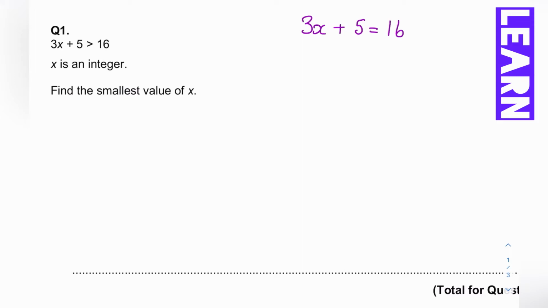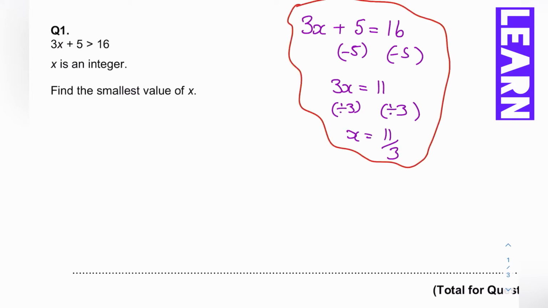If we were trying to solve this equation, we would subtract 5 from both sides, which would leave us with 3x is equal to 11. And then we would divide by 3 to get x is 11 over 3. The process is very similar with an inequality, but we always keep our inequality sign.